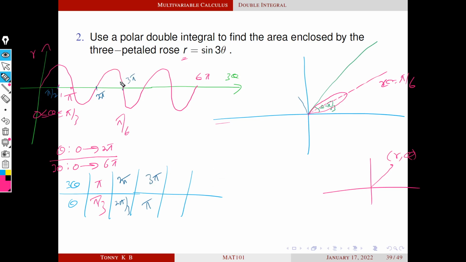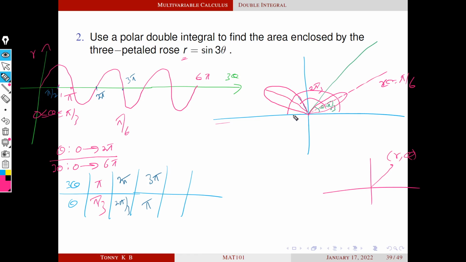Okay, and so if 3 theta is in between 2 pi to 3 pi, r is positive. That means theta is in between 2 pi by 3 to pi. When 3 theta equal to 3 pi means theta equal to pi. So suppose this argument is 2 pi by 3, then we know that this argument is pi. In between these two, we have a curve like this. Same size, because this maximum radius is again 1.